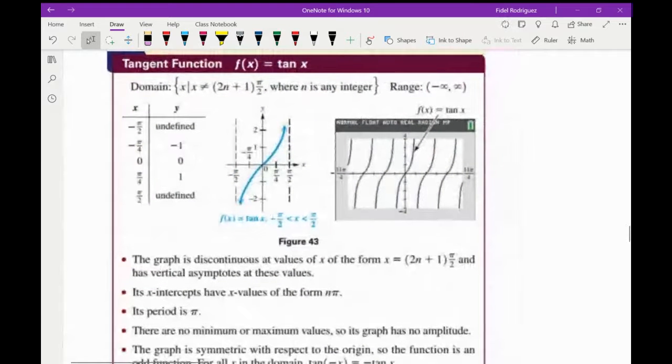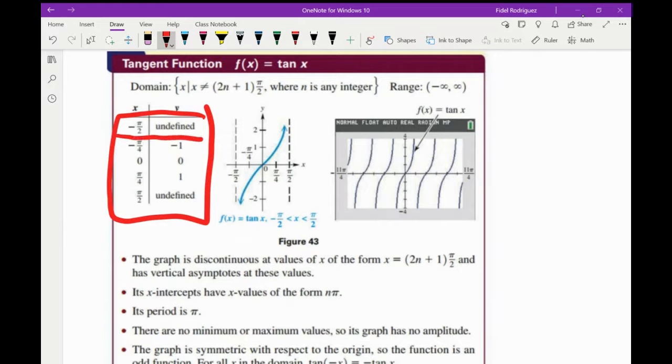When we're talking about the tangent function, the values that we're going to use are going to be these values right here. At negative pi over 2, tangent is undefined. At negative pi over 4, tangent is equal to -1. At 0, tangent is equal to 0. At pi over 4, it is equal to 1. And at pi over 2, it's undefined. And this gives me the basic shape of a tangent function.